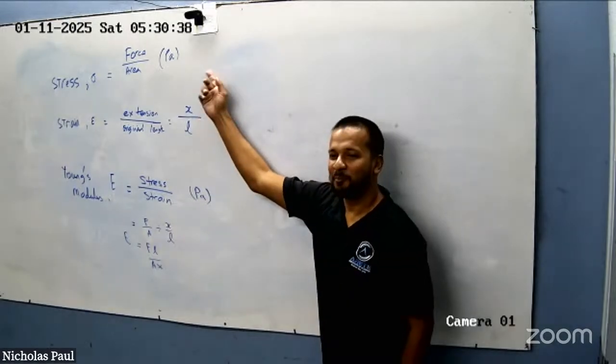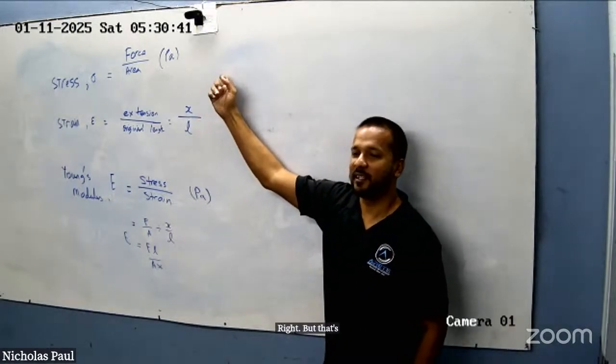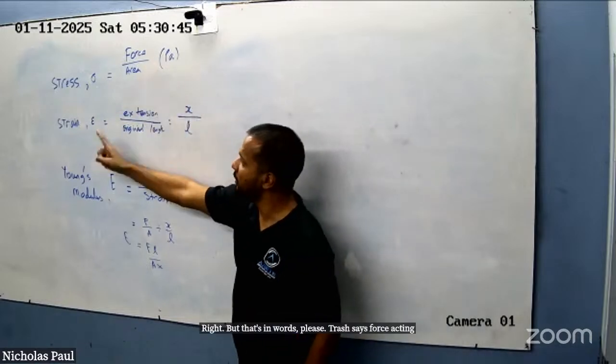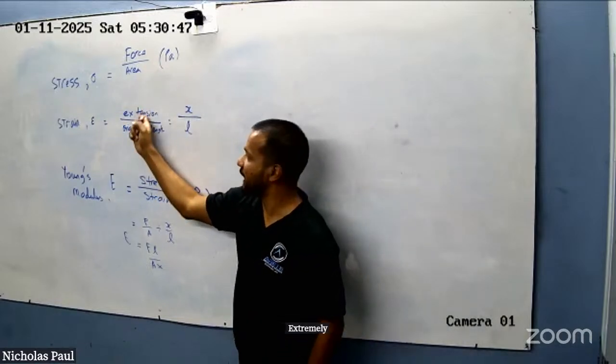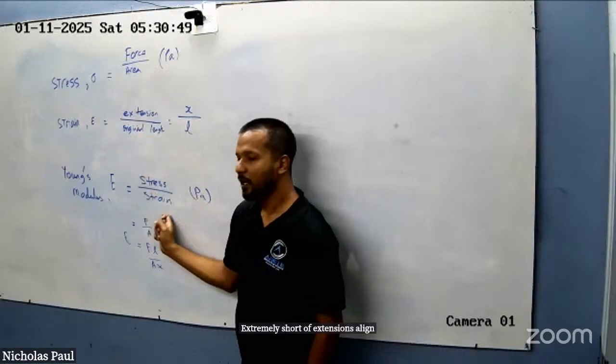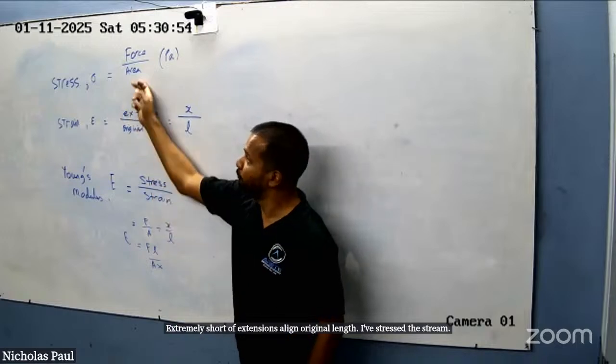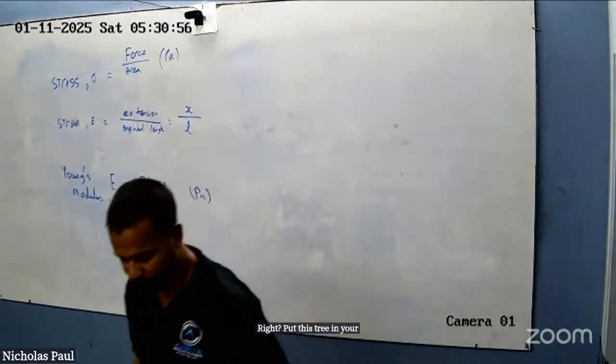Put these in words, please. Stress: force acting per unit area. Strain is the ratio of extension to original length. Young's modulus: ratio of stress to strain. Put these three in your own words, please.